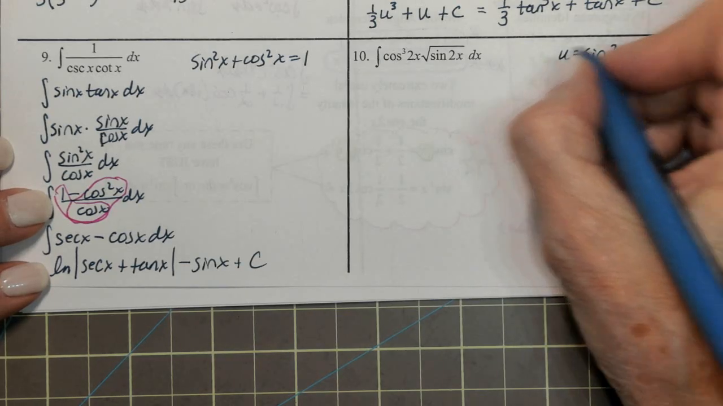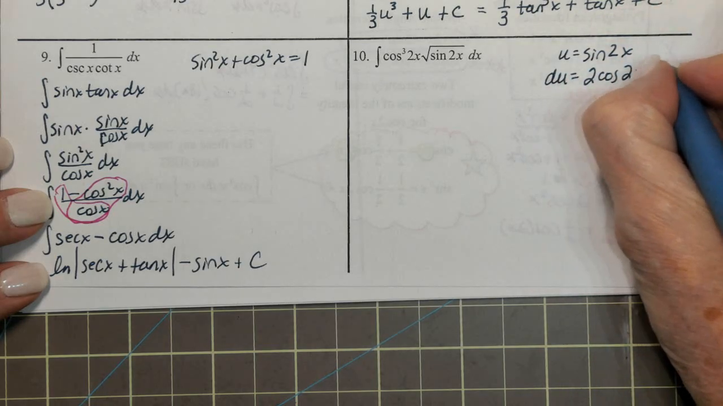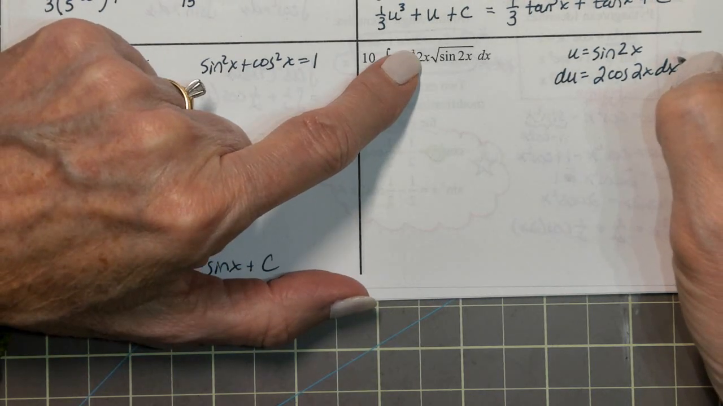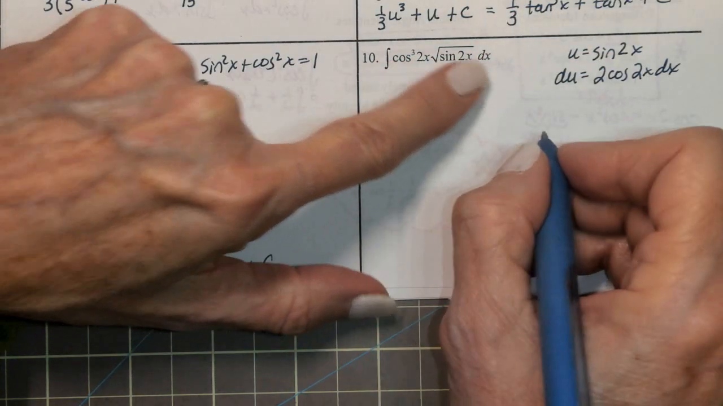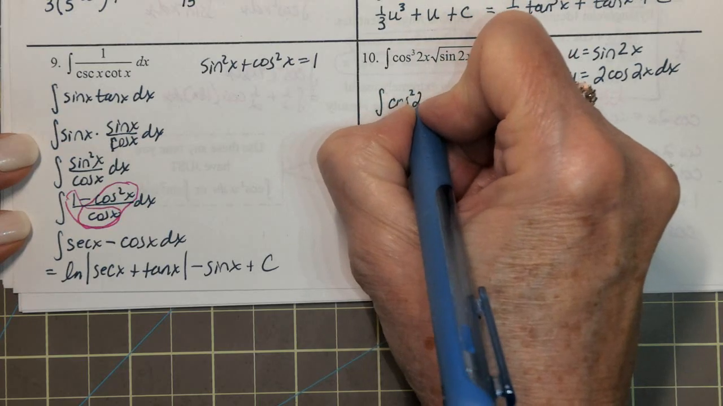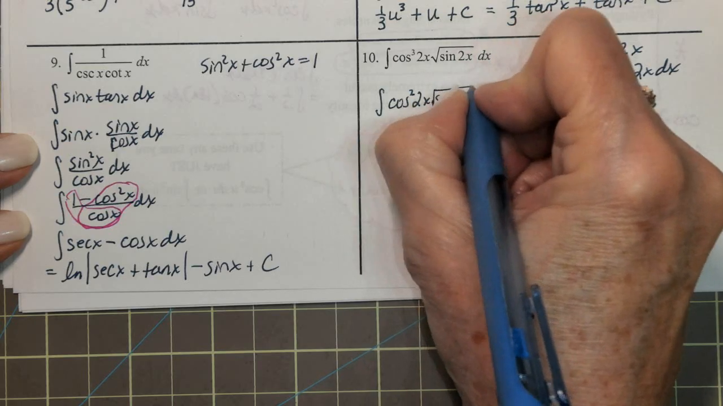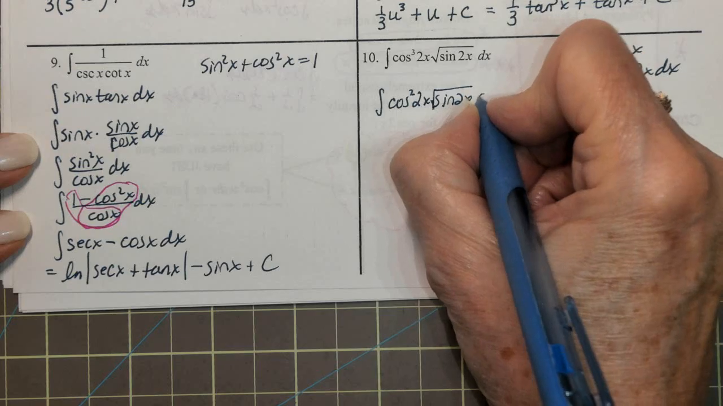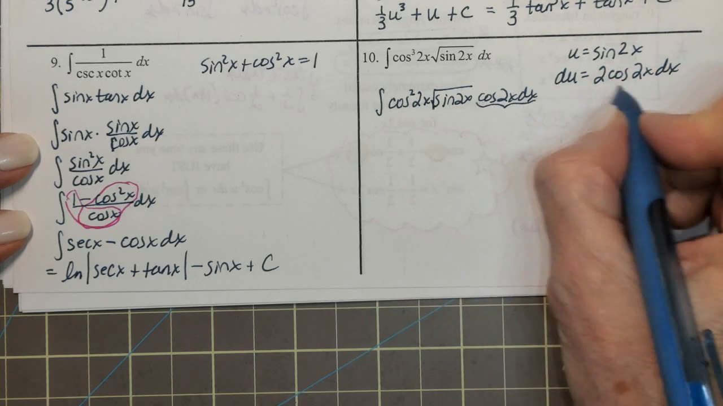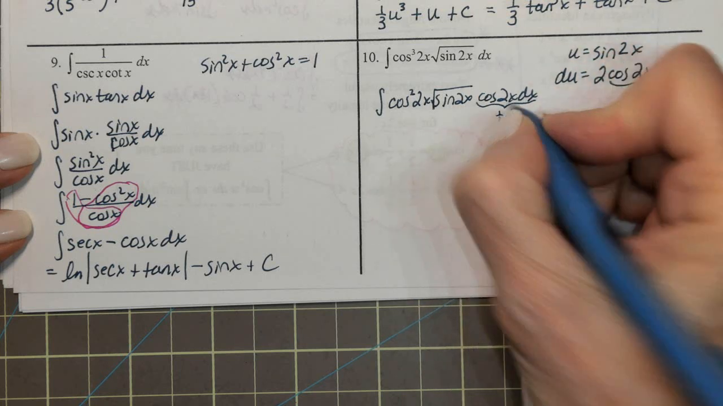So if u is sine of 2x, then du is 2 cosine of 2x dx. I do have a cosine of 2x. In fact, I have 3 of them. So I'm going to take 1 and put it back here with the dx. I'm leaving the other 2. Forgot my little radical there. So cosine of 2x dx right there. So that's good. I'm going to save that because it's right here. That's going to be my 1/2 du eventually.